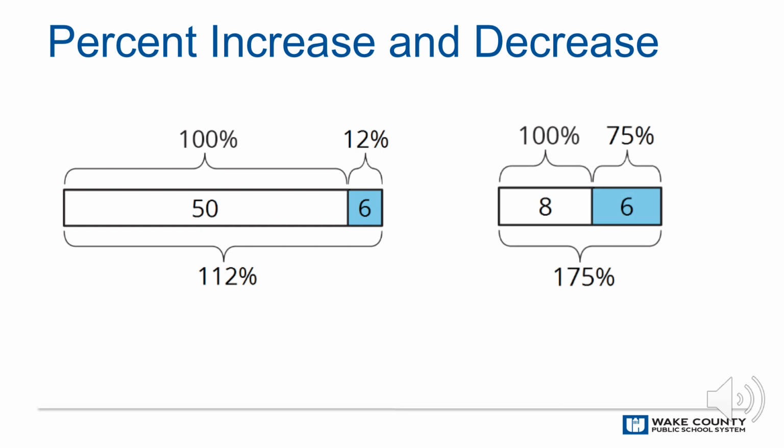The computer club has 8 students. Then they gain 6 students. This is a 75% increase because 6 divided by 8 is 0.75. They now have 14 students, which is 175% of the starting amount. 1.75 times 8 equals 14.